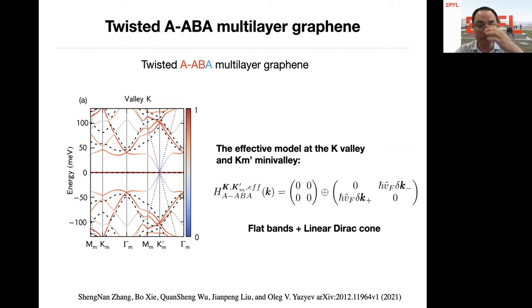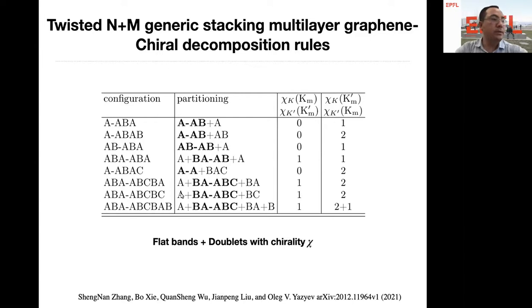If you look at this, and by doing more rigorous mathematics, we can obtain the following table, and the partition rule is like this. The effective model of this kind of twisted multilayer graphene can always be regarded as flat bands plus doublets with chirality K. And these flat bands come from the twisted layers. The twisted layers are determined like this.